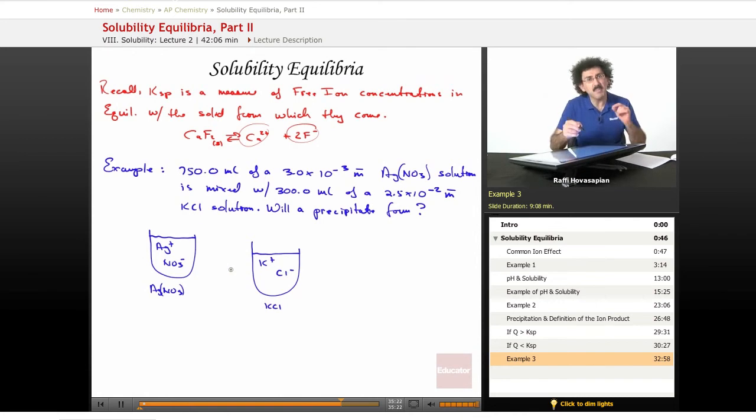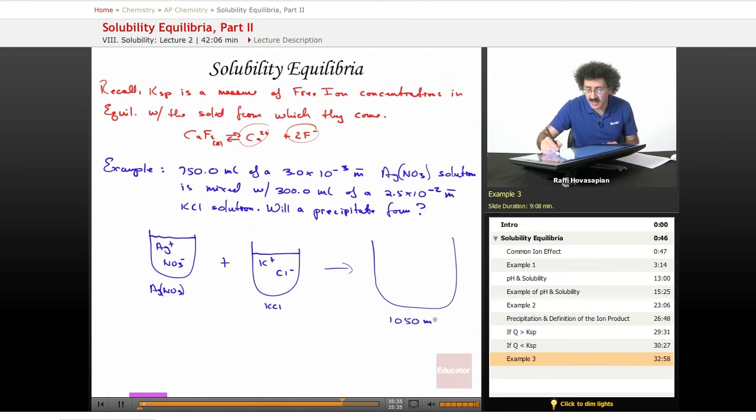Now what we do is we mix them together, okay? When we mix them together, now what we have is, well, 750 plus 300. Now we have 1,050 milliliters of the KCl and the AgNO3 solution mixed. Before any reaction takes place, what you have is free silver ion, free nitrate ion, free potassium ion, and free chloride ion. These are the major species in solution.